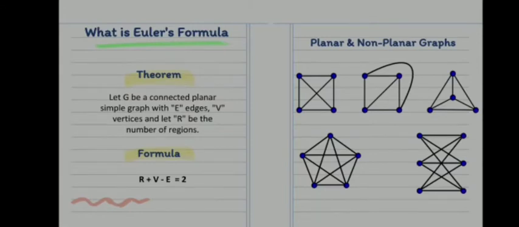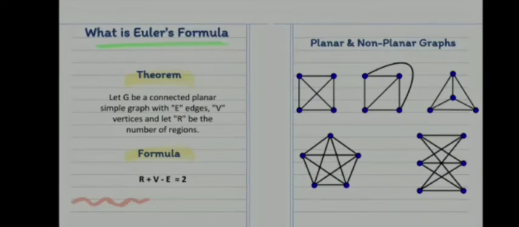Below you can see some non-planar graphs on which Euler's formula cannot be applied. As far as planar graphs are concerned, we can use the formula r plus v minus e is equal to 2. And if it's true, then we can say that Euler's formula is applicable on the specific graph. Now my partner Ibrahim Ali is going to show you some working with the formula.